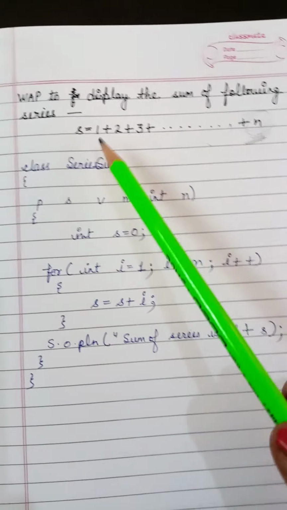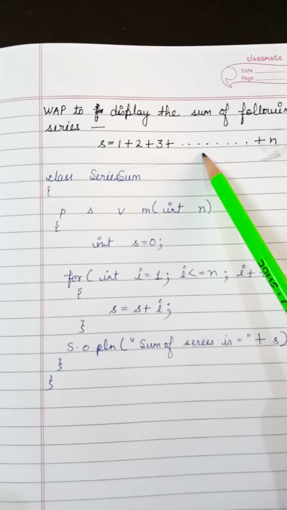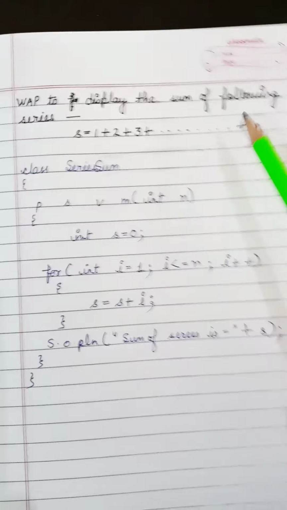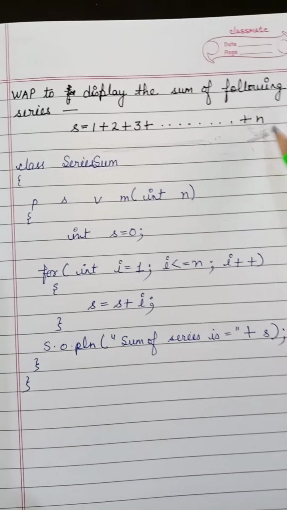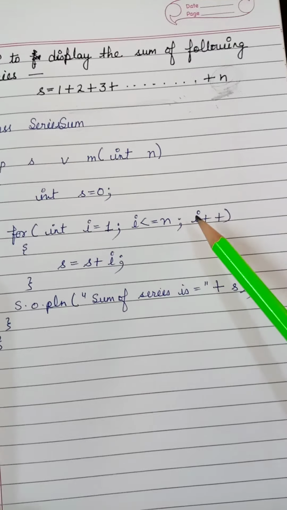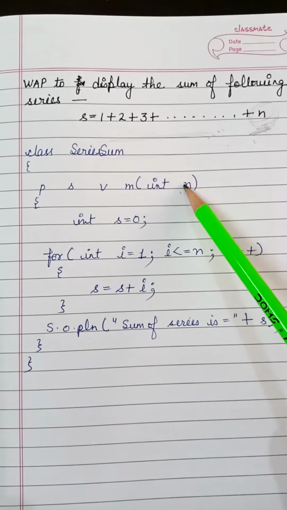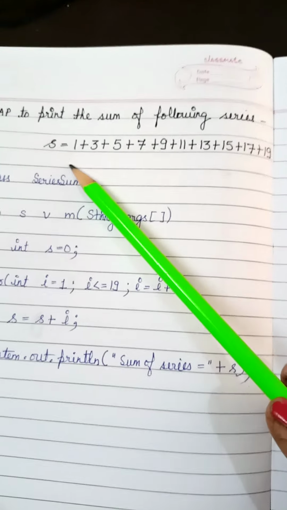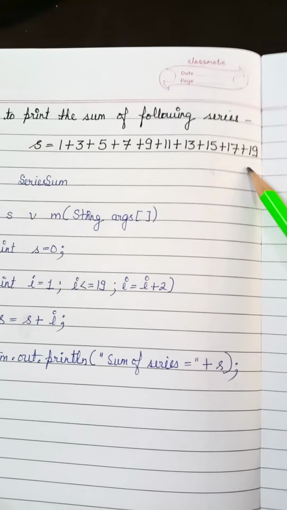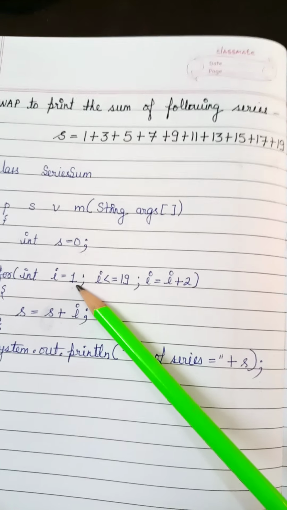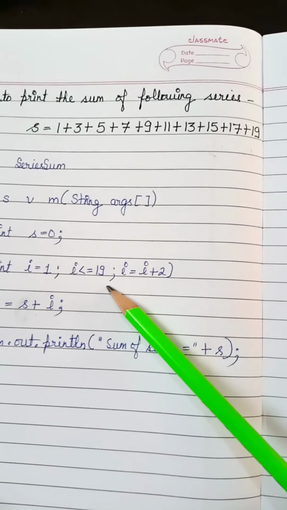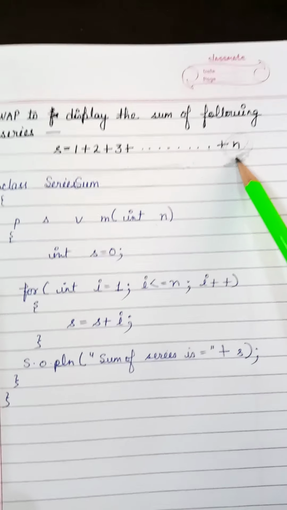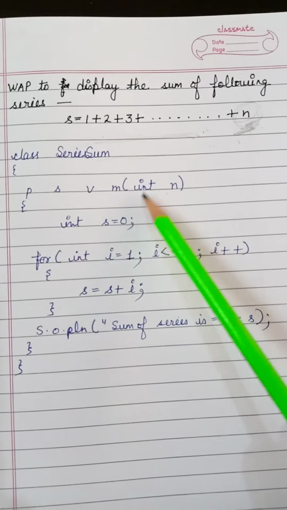If n is 5, then you will calculate the sum till 5. If n is 10, then you will calculate till 10, up to 10 terms. So we have to take the value of n from the user. I am taking it as a function parameter at runtime. In the previous program, the starting value and the end value were both known to us, so the loop was I equals 1 to 19. But in this case the end value is not known to us, so we will take this value from the user here.